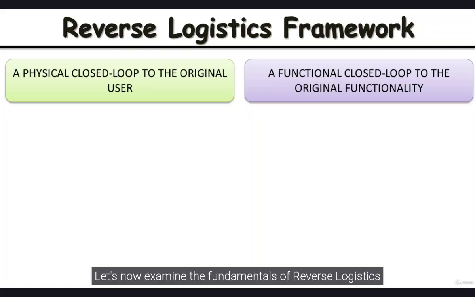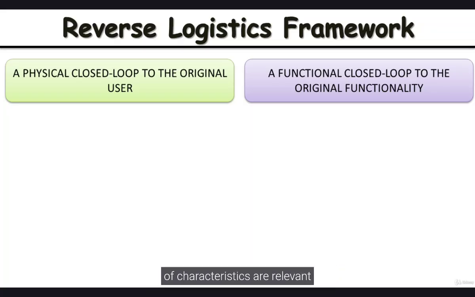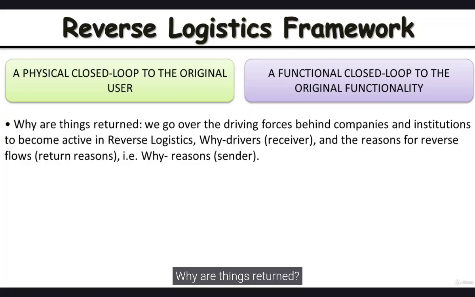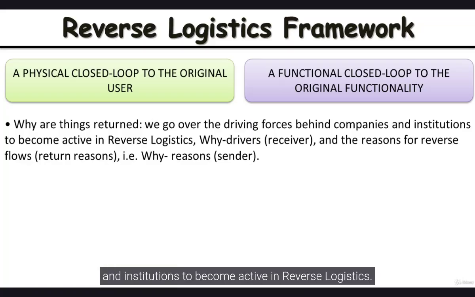Let's now examine the fundamentals of reverse logistics by analyzing the topic from four essential viewpoints: why, what, how, and who. These types of characteristics are relevant to characterize reverse logistics. Why are things returned? We go over the driving forces behind companies and institutions to become active in reverse logistics, the why drivers, the receiver, and the reasons for reverse flows, the return reasons, or why reasons, the sender.